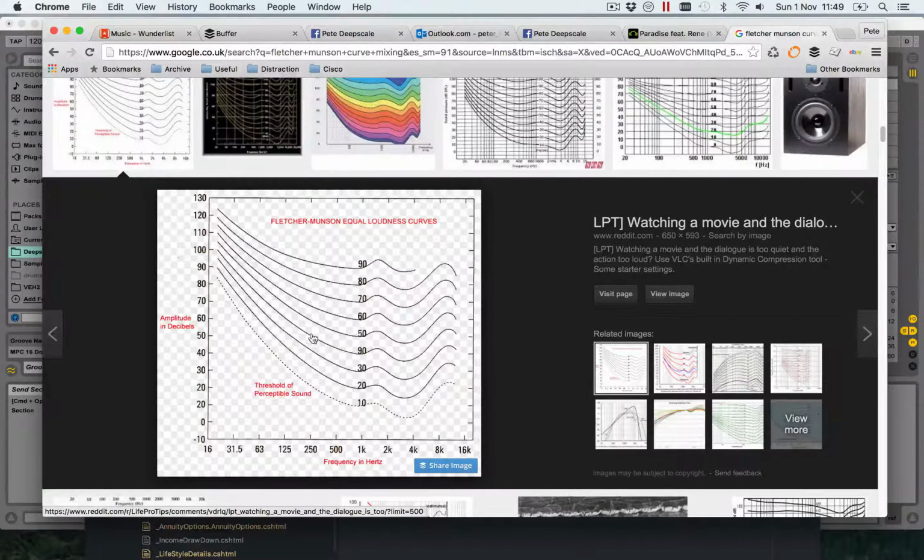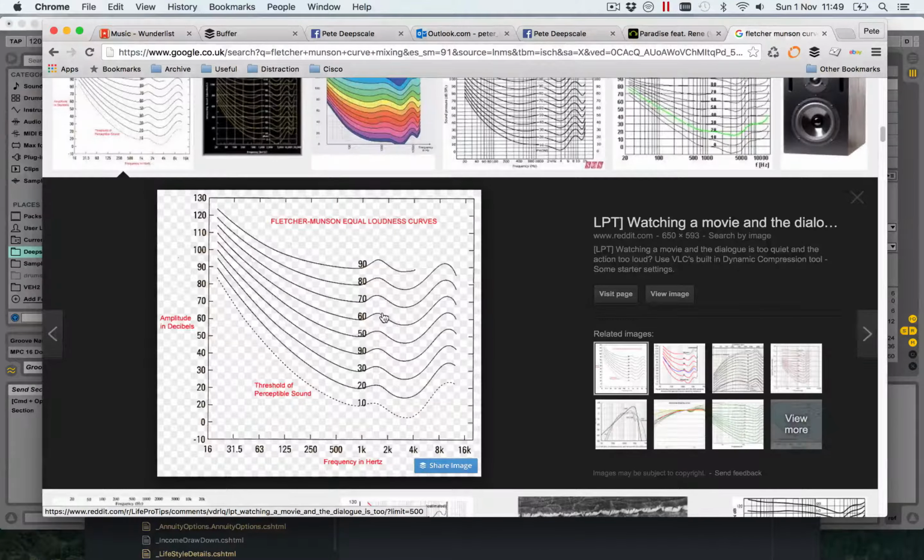And there's a very good reason for this. It's actually to do with evolution, and the human voice is around about 500 hertz to 4 kilohertz. So from an evolutionary perspective, we're tuned in to hear this frequency here.